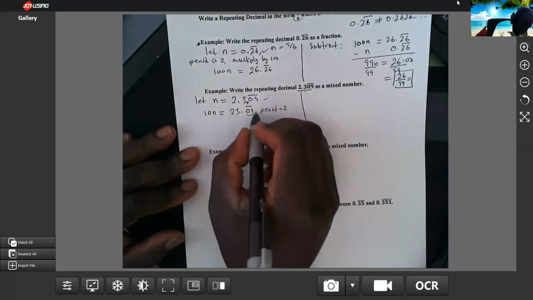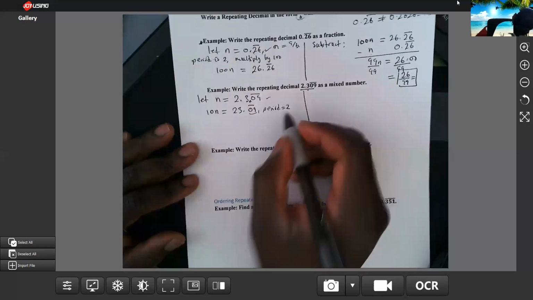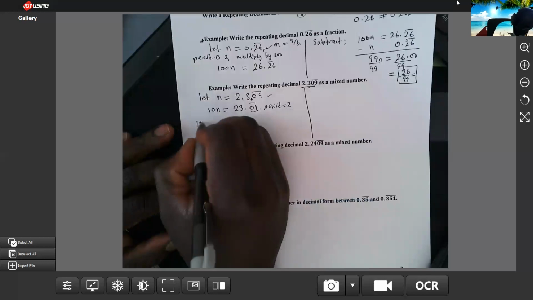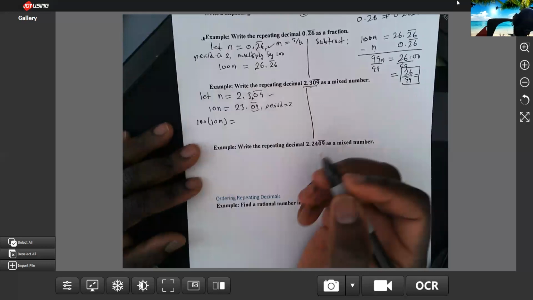So we multiply this equation by another 100. So you get 100 times 10n. Now if you multiply the right hand side by 100, you get what?